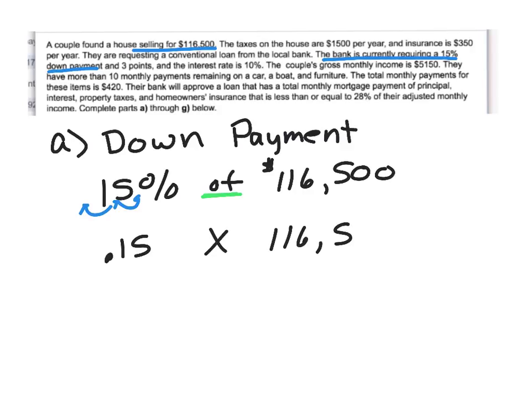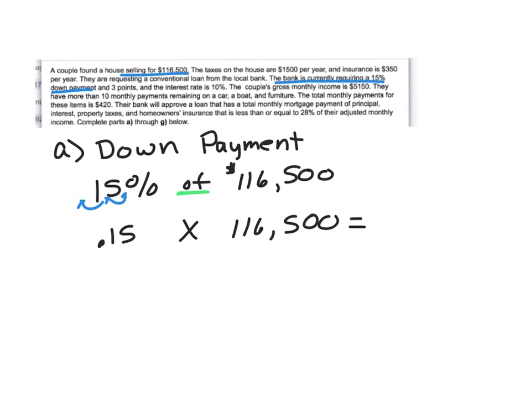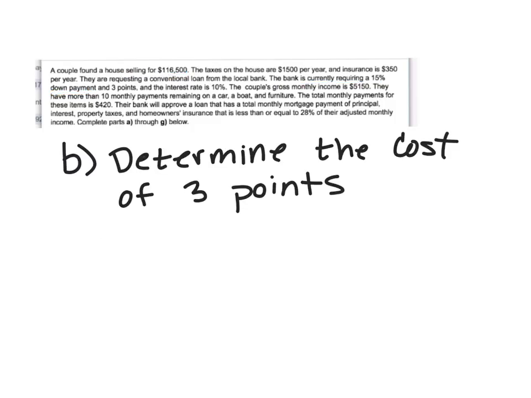Of is a code word for multiplication. So you're going to multiply 0.15 times $116,500. And when you do, you get $17,475. So your answer to part A, what is going to be the required down payment, is $17,475.